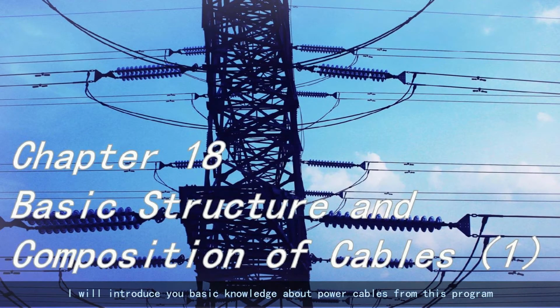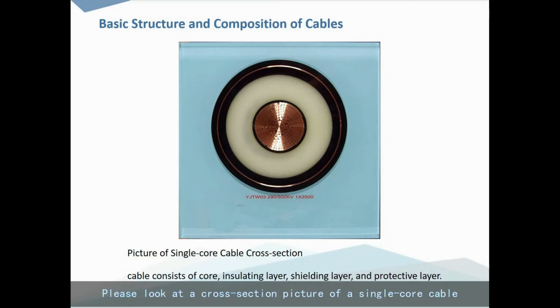I will introduce you basic knowledge about power cables from this program. Please look at a cross-section picture of a single core cable. From this picture, we can see the cable consists of core, insulating layer, shielding layer, and protective layer.